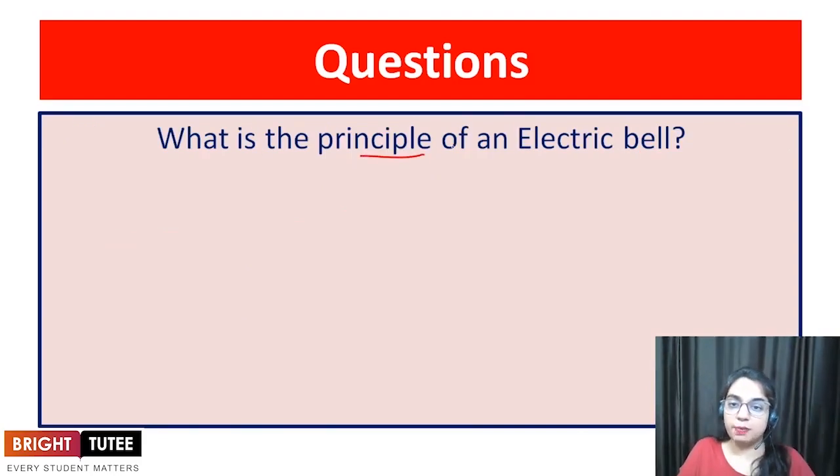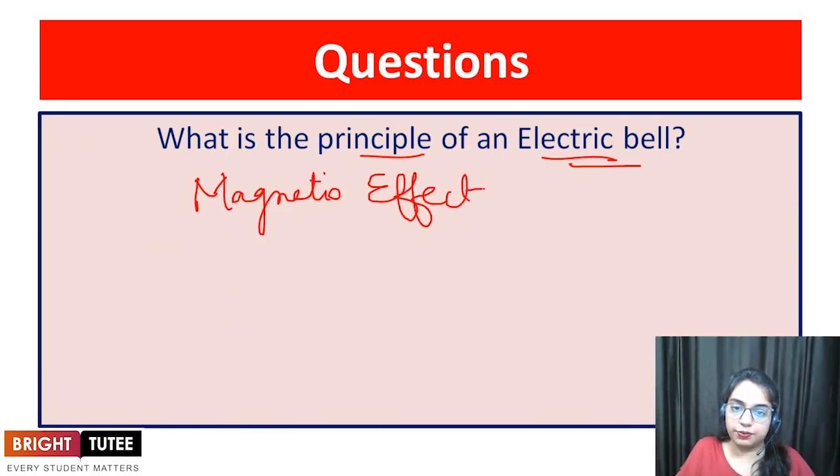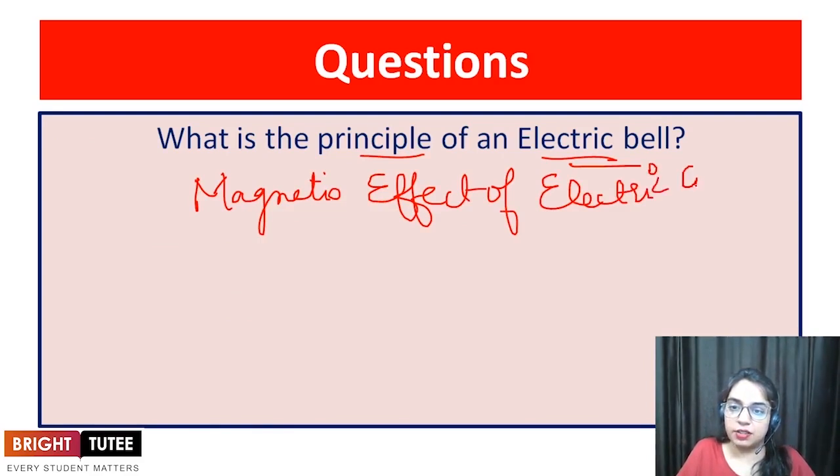So let's move to the next question. The question is, what is the principle of an electric bell? So children, an electric bell is based on the principle of the magnetic effect of electric current. Right? And what is the magnetic effect of electric current?